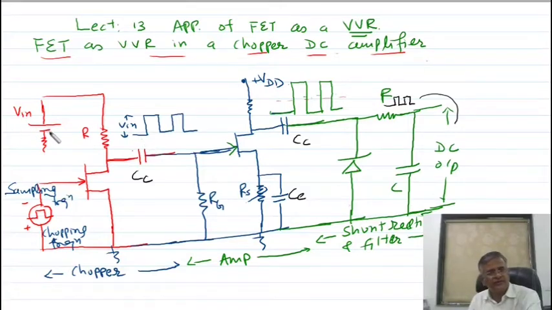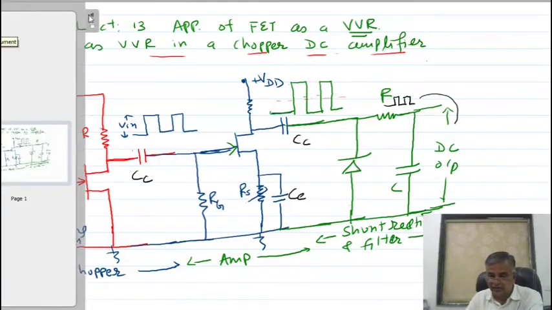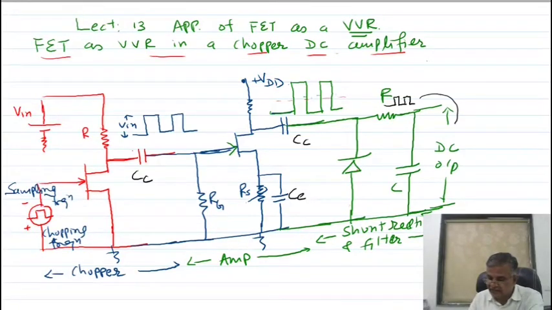This is what we have discussed, this is very small. We want to amplify this small DC input voltage. So this is to be amplified by the FET amplifier. Here the FET works as an amplifier. This is a FET amplifier.